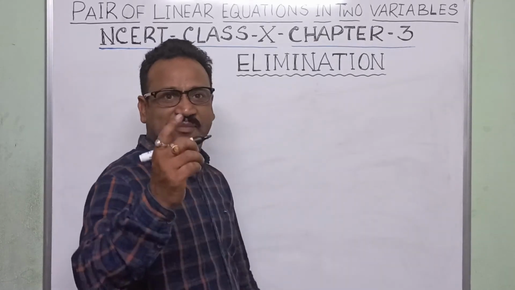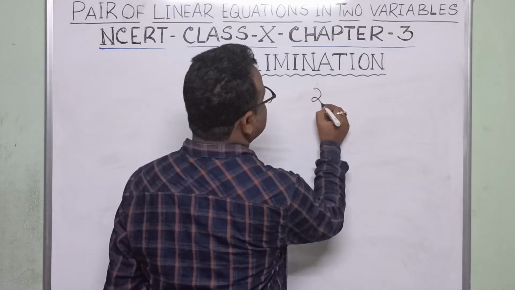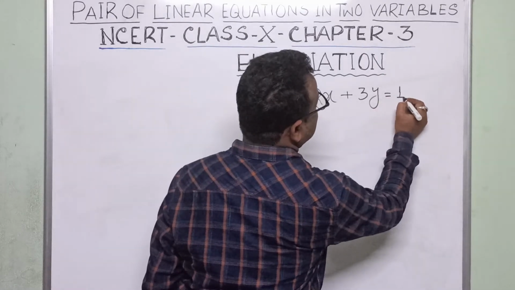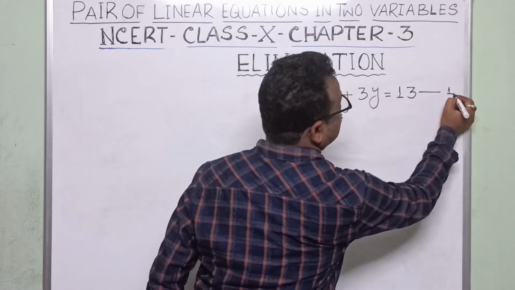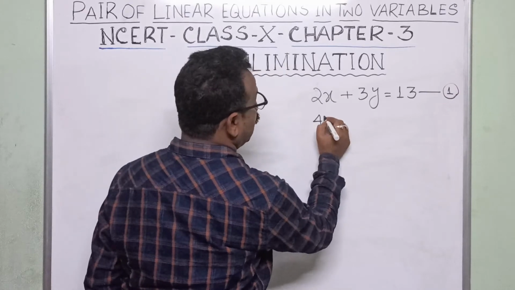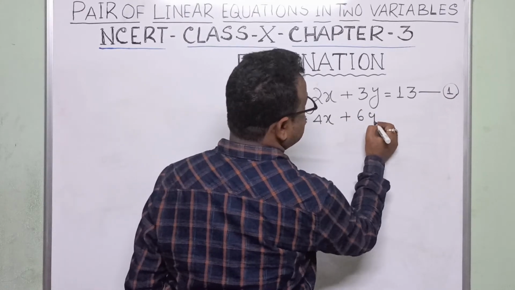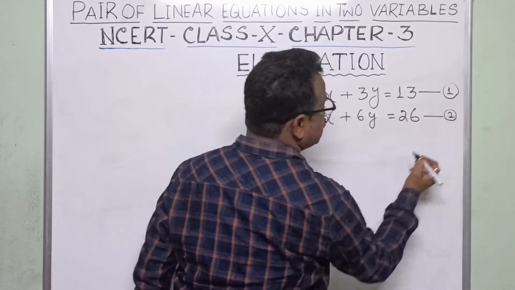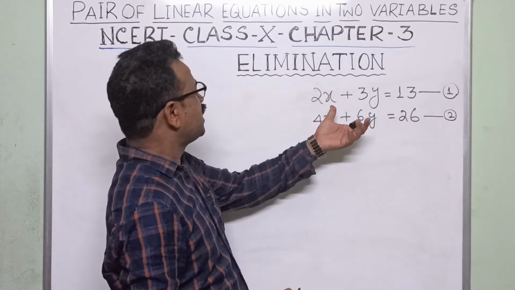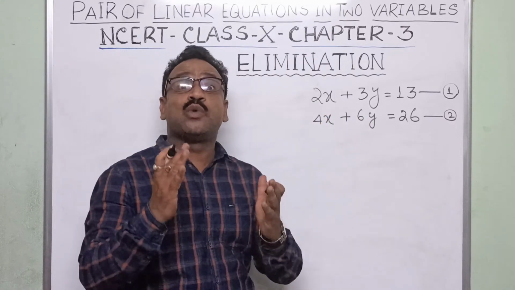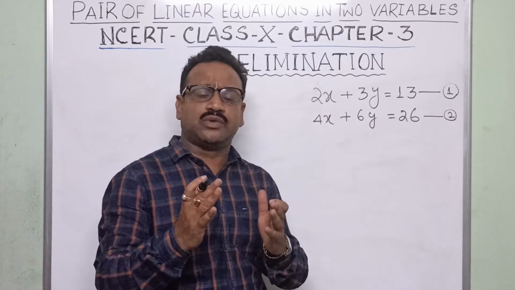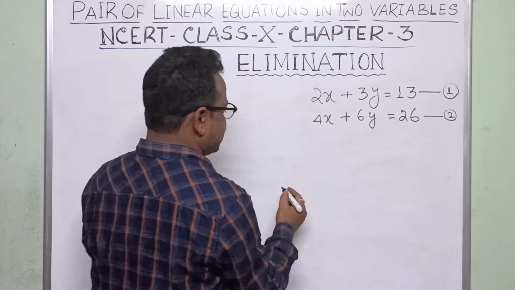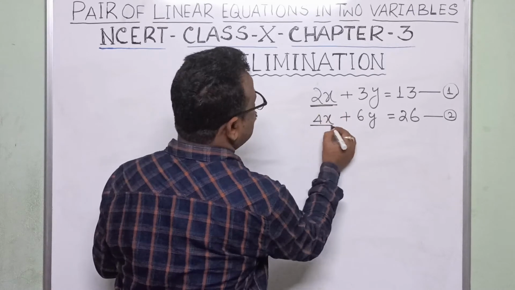Now we'll take another example. Let us see 2x plus 3y is equal to 13, equation 1. Now 4x plus 6y is equal to 26, equation 2. So here, which variable you want to eliminate? Any of the variable, x or y, as per your choice. So let's x. So here 2x, here 4x.